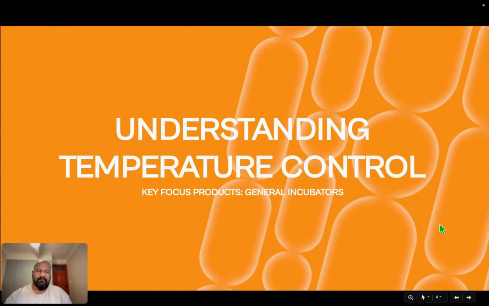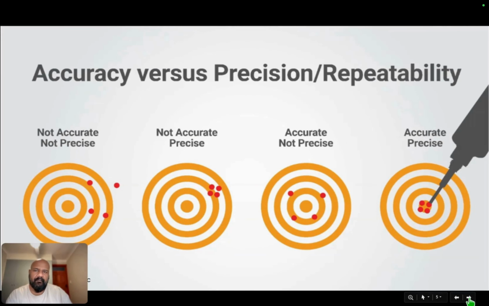In this video, we can explain a few concepts regarding temperature control. What is accuracy and what is precision? What is repeatability? This diagram best explains it.